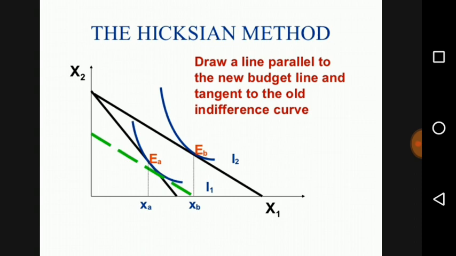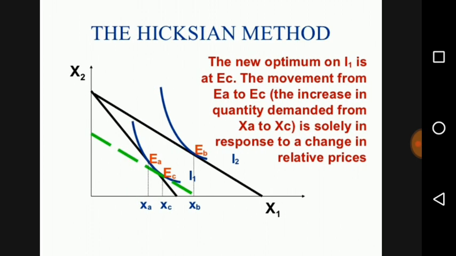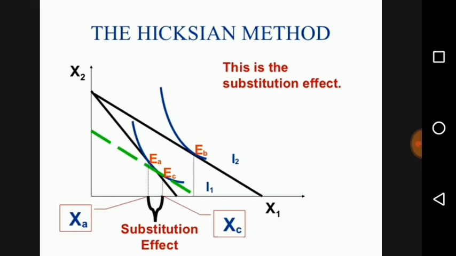Now we will draw a line parallel to the new budget line and tangent to the old indifference curve, which is this green line. The new optimum on L1 is at EC. The movement from EA to EC, the increase in quantity demanded from XA to XC, is solely in response to a change in relative prices and not in response to a change in real income. So we are just considering the change in relative prices, due to which the consumer has now moved from XA to XC. This is the substitution effect. We are moving along the same indifference curve from EA to EC. Now we have isolated this substitution effect.